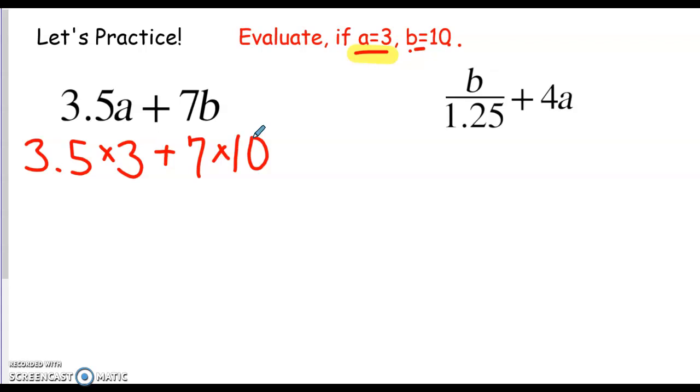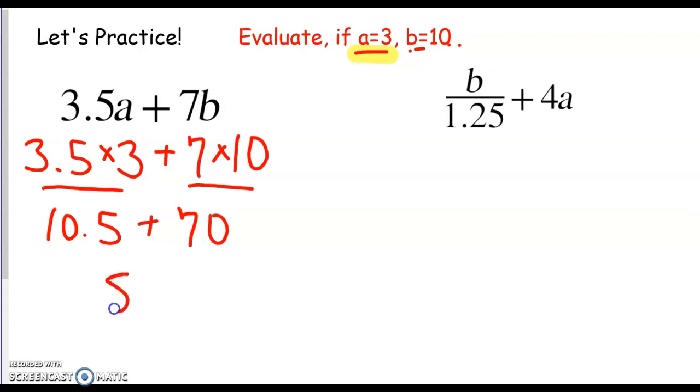Okay, now it's real important, this is a common mistake, that we remember to use order of operations. So I need to do my multiplying before I do that addition. Don't forget that part. Okay, so 3.5 times 3, let's see, I think that gives me 10.5. And then I do my other multiplication. 7 times 10 is 70. And last step, add those together. If you're not using a calculator, don't forget to line up those decimal points. So I think my answer is 80.5.